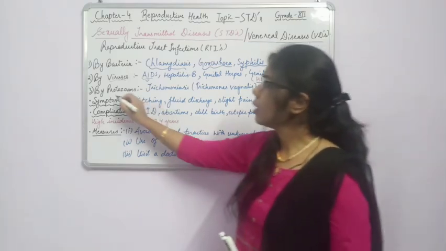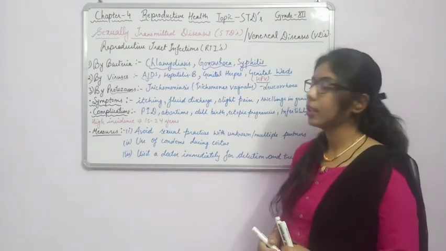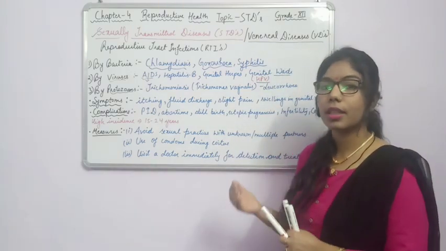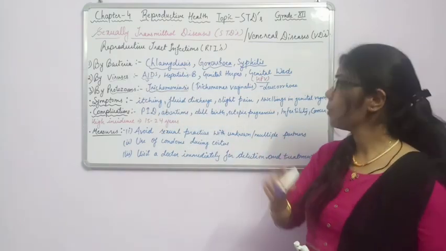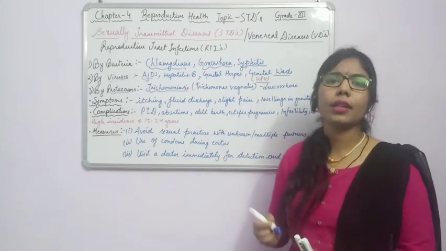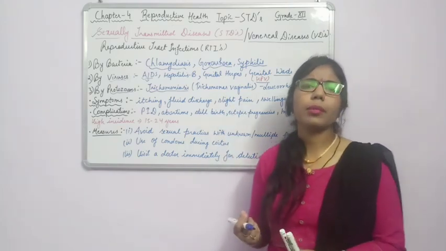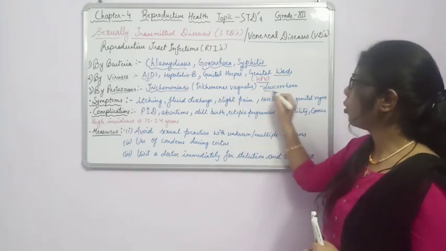Now the third one is the protozoans. We have done in 11th grade also which protozoans may cause some infection. So what is that? Trichomoniasis, which is caused by Trichomonas vaginalis. So during this time what will happen? There will be a discharge of some liquid fluid or whitish liquid fluid, and what they are causing?